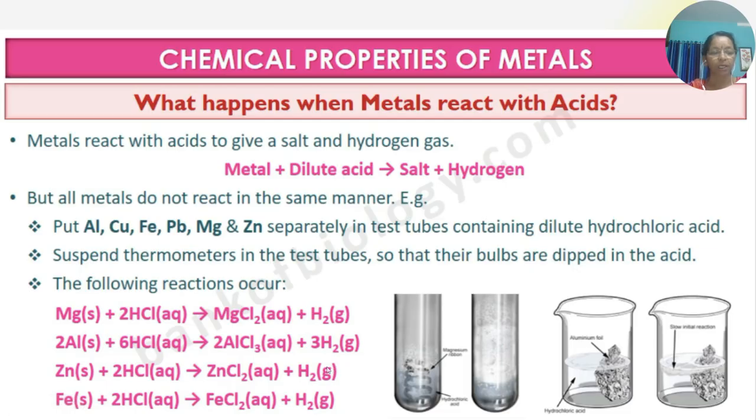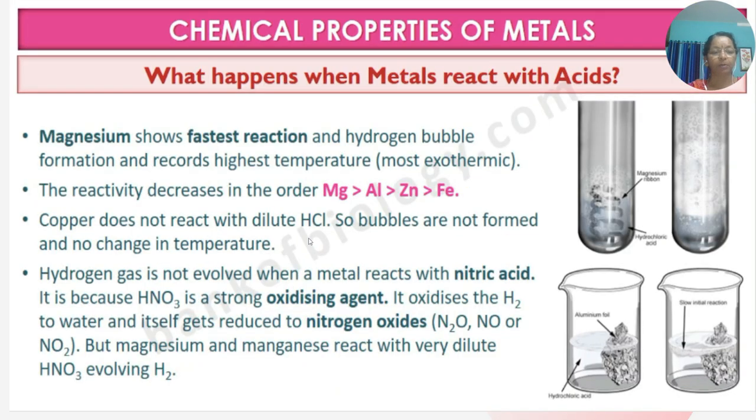Whereas copper and lead do not. Copper does not react with the dilute HCl, so no bubbles will be produced. Lead also will not react. So generally we can say that most of the metals react with acids producing salt and hydrogen gas, but hydrogen gas is not evolved when a metal reacts with nitric acid.